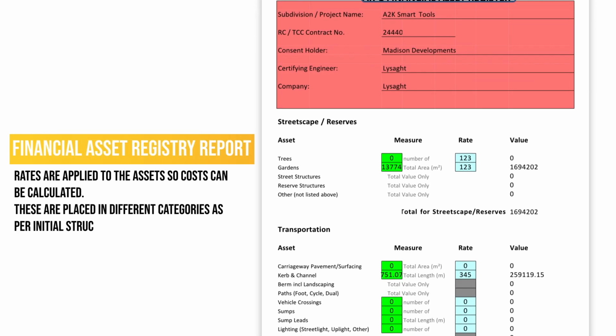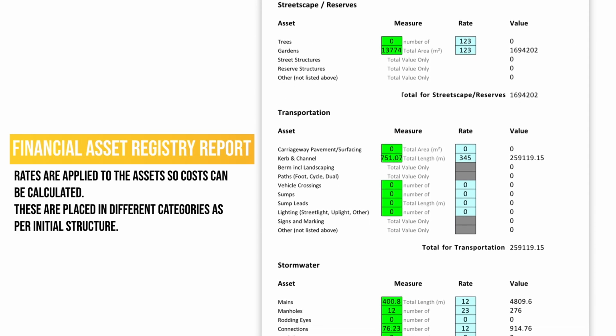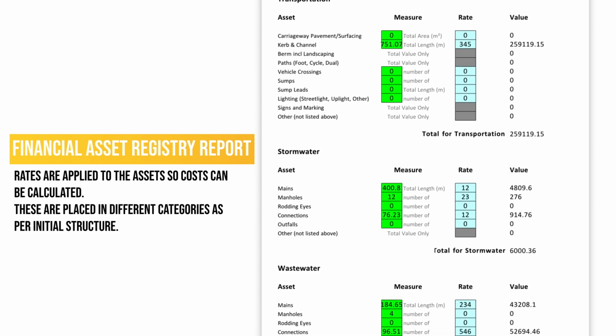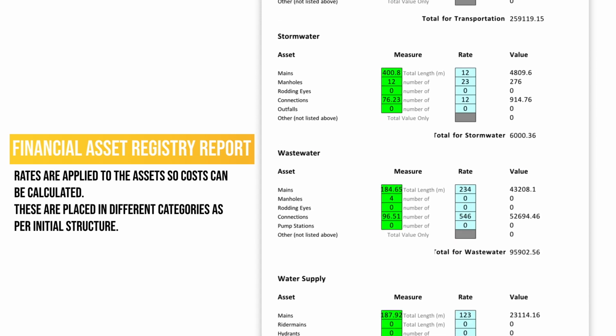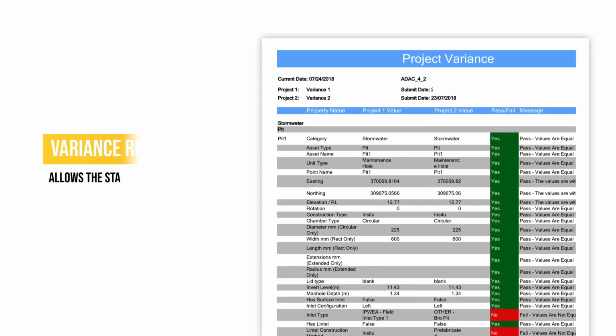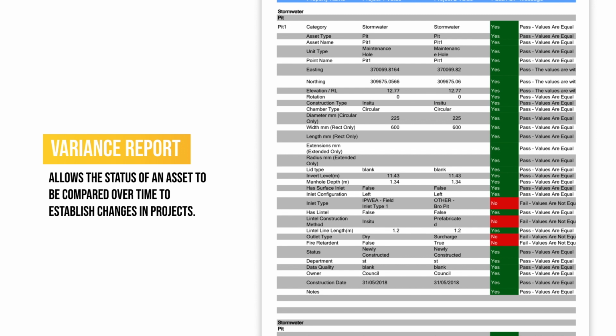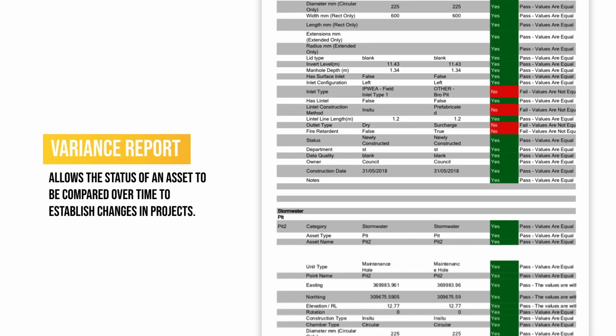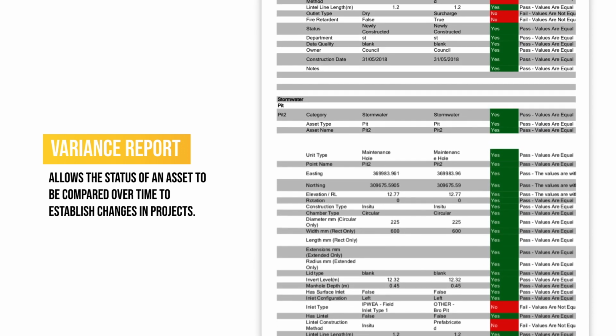With the financial asset registry report, rates are applied to the assets so that costs can be calculated. These are placed in different categories as per the initial structure with a summary at the bottom. The variance report allows the status of an asset to be compared over time to establish changes in projects. This is particularly relevant to the future development of the ADAC standards. As ADAC matures, more emphasis is being focused on linking the design and construction. The variance reports are an ideal means of establishing the link with relevant data.